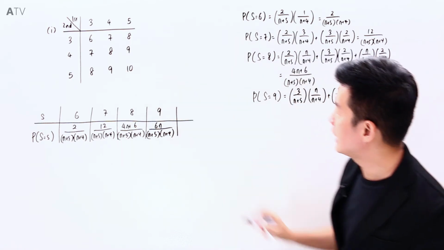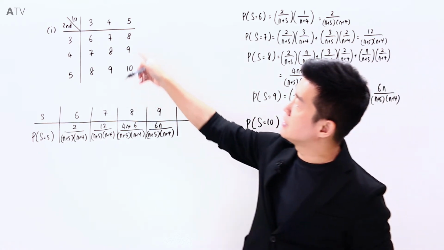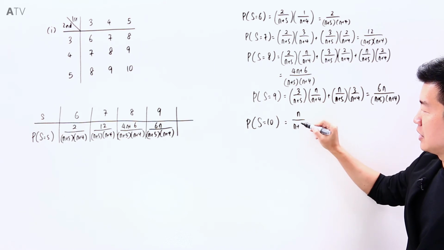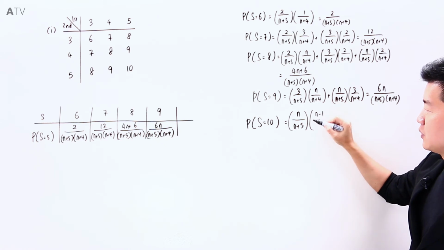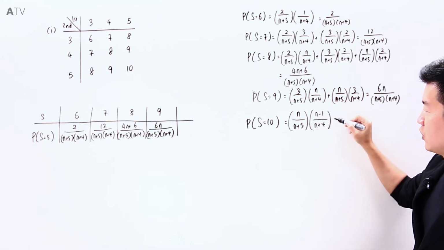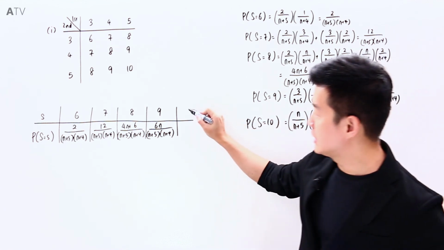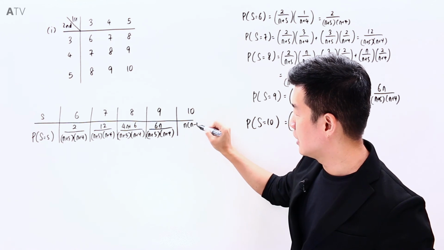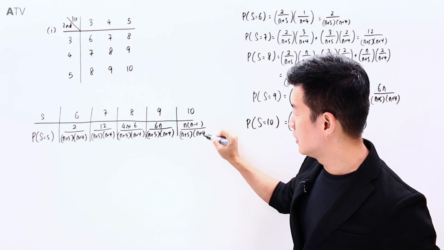And finally, 10. So the probability that s is equal to 10, just one case, 5 followed by a 5. So this will be n divided by n plus 5, the first ball. The second one will be 1 less than this, so it will be n minus 1 divided by n plus 4. So this will be n minus 1 divided by n plus 5 and n plus 4. So for the last column here, it will be 10, and here it will be n minus 1 divided by n plus 5 n plus 4.